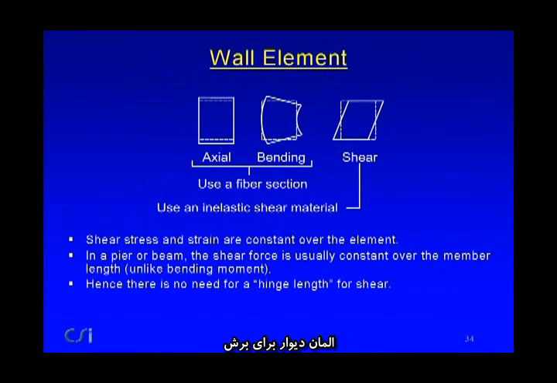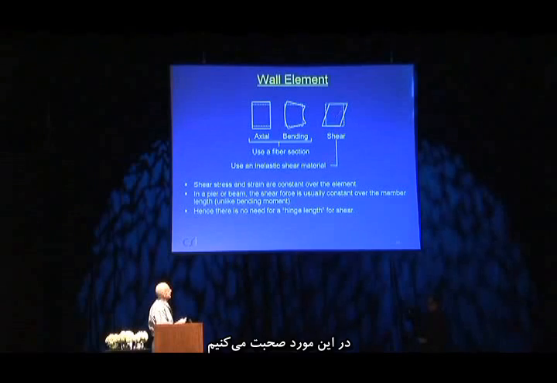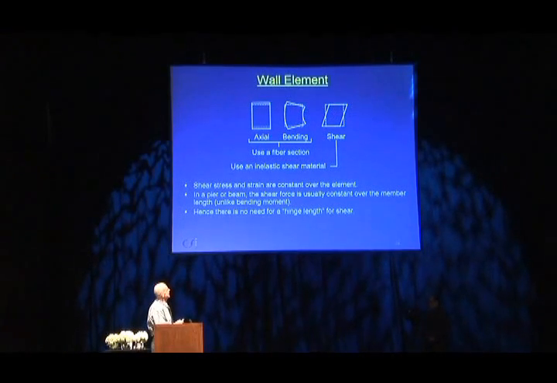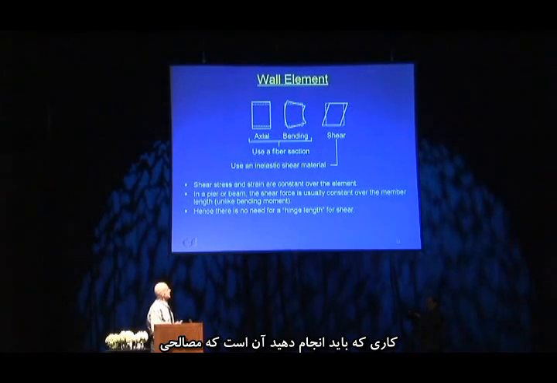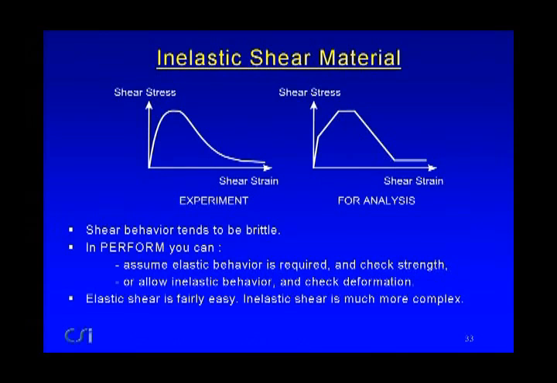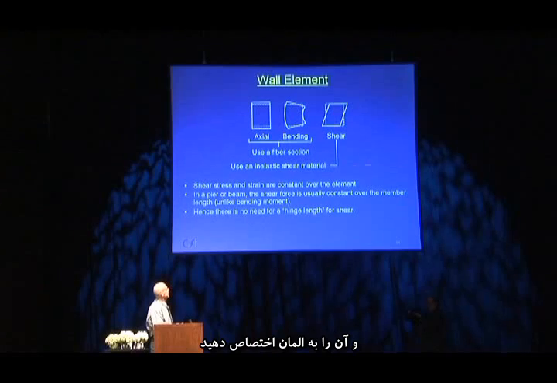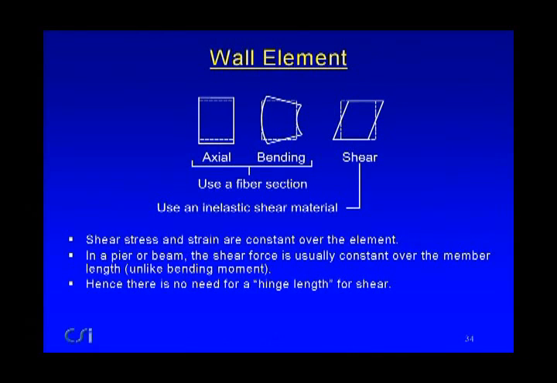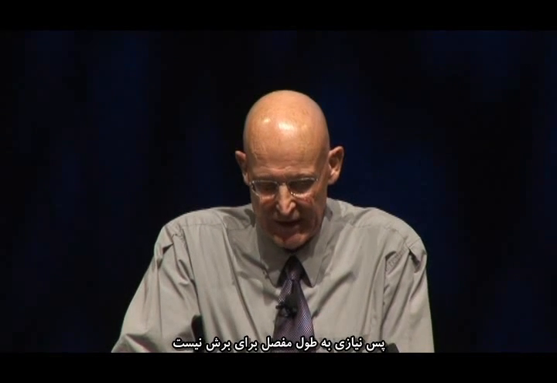The wall element for shear, the axial and bending part, we've used a fiber section here. We're talking about an inelastic shear behavior. What is done here is to specify a material with an inelastic shear stress, shear strain relationship, something like this, and then assign that to the element, and that determines its behavior in shear. Shear stress and strain are constant over the element. In a pier or a beam, the shear force is usually constant over the member length, and that's easier than the bending, where the bending moment varies linearly. So there's no need for a hinge length for shear.